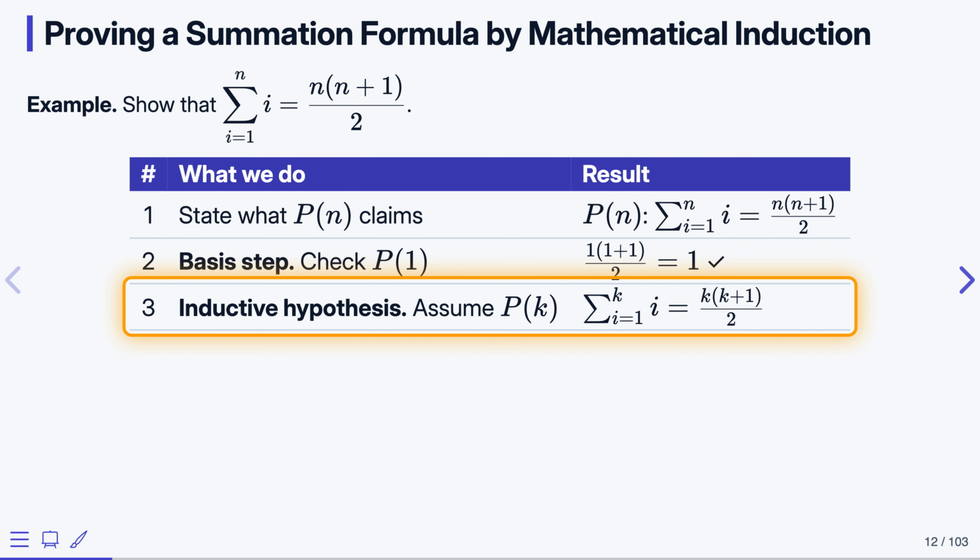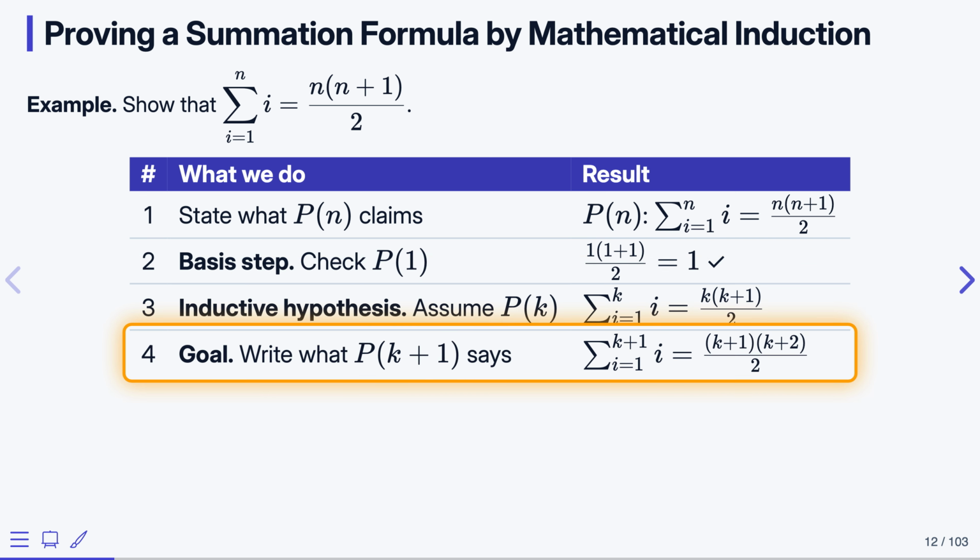Step 3. The inductive hypothesis. Assume the formula holds for k. The sum up to k equals k times k plus 1 over 2. Step 4. Now write down our target. P of k plus 1 says the sum up to k plus 1 equals k plus 1 times k plus 2 over 2. On the next slide we get there.